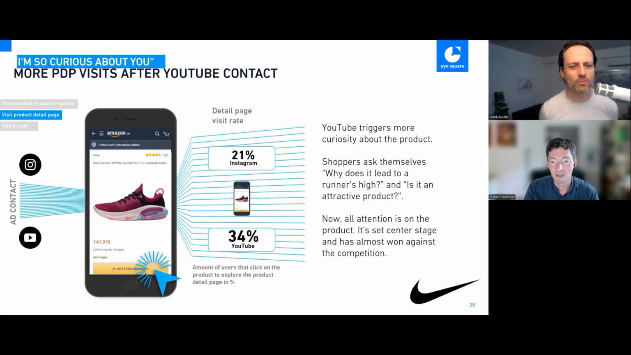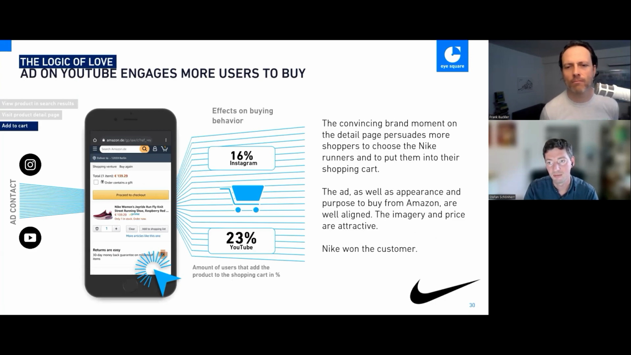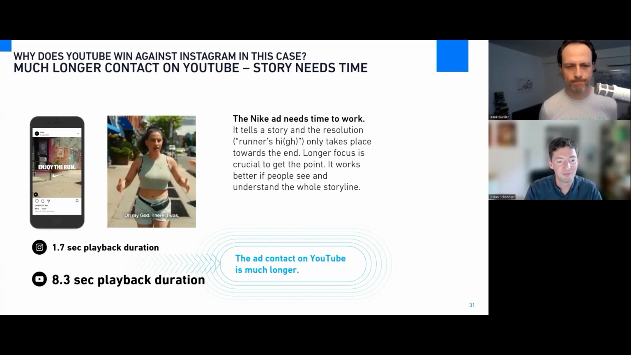Most interesting, of course, is in the end how many put it into the cart, really decided to go for this shoe, and you see 23% on YouTube and 16% on Instagram. So the ad was much more successful on YouTube. And in this case, it's what I explained at the beginning. You can see it here: the playback duration of the ad on YouTube.